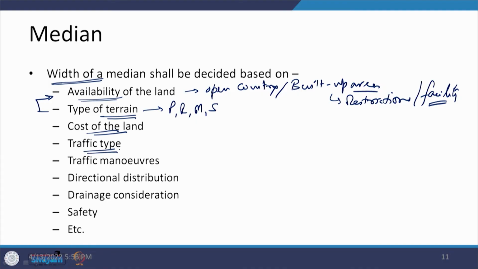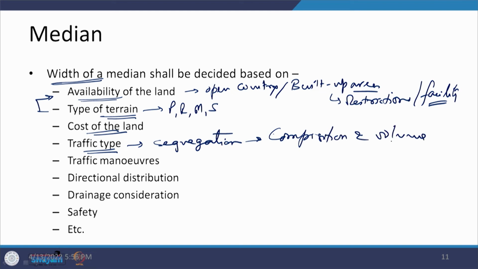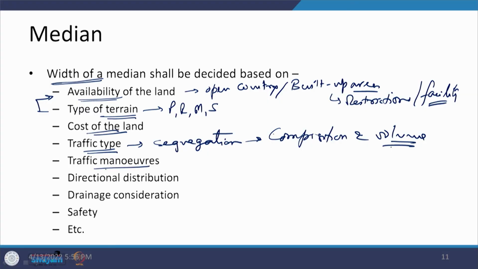The type of the traffic, which may require a segregation. So, segregation can be in terms of motorized or non motorized, it can be in terms of fast or slow, big or small, what type of that segregation is required. So, this is also need to be looked at, but then this is also going to be correlated with respect to the composition as well as volume, because that is going to define that whether we need to provide a separate lane for a type of a traffic or not. Traffic maneuvers, that is related more with the channelization.